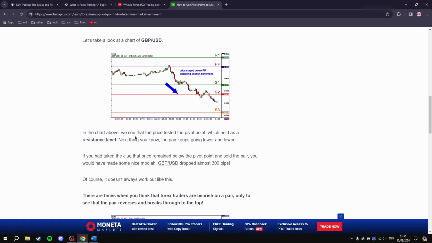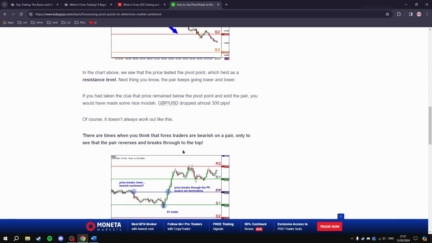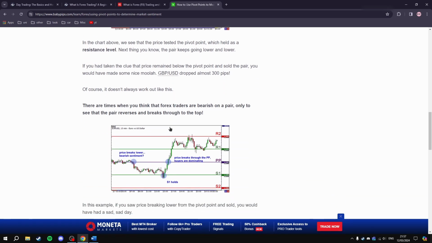In the chart above, we see that the price tested the pivot points, which held as a resistance level. Next thing you know, the pair keeps getting lower and lower. If you had taken the clue that the price remained below the pivot point and sold the pair, you would have made some nice moolah. GBP USD dropped almost 300 pips. Of course it doesn't always work out like this.